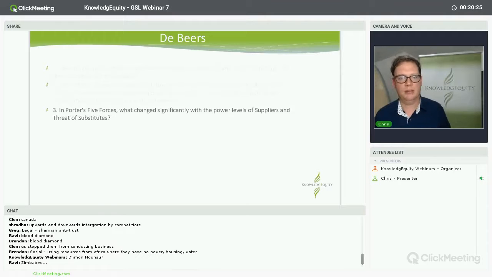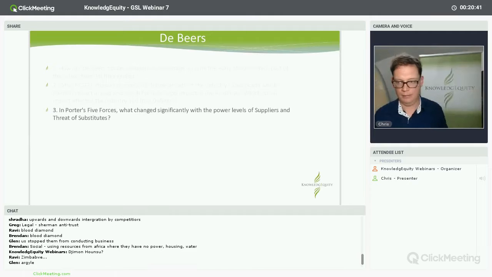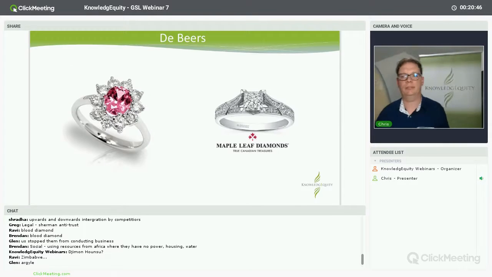So they're getting whacked. In Porter's five forces, what changed with the power level of suppliers and the threat of substitutes? So where did extra supply come from apart from Russia? Very close to home, two hours plus west of Melbourne. Yeah, good.